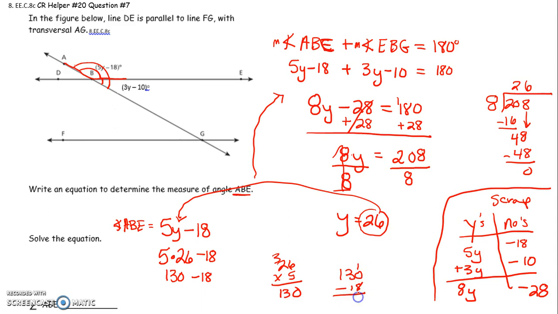So now I have to do 130 minus 18. You have a calculator to use. 10 minus 8 is 2. 2 minus 1 is 1. I believe I get 112. Don't quote me. Let's hope I didn't make a mistake in my calculating. But that's the correct process. I hope that helps.